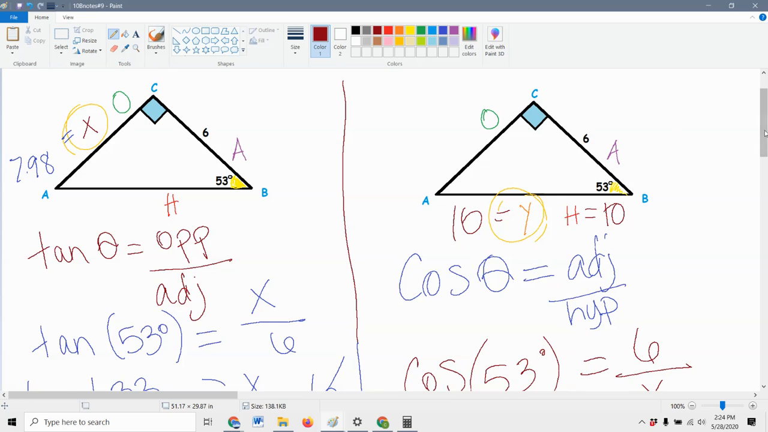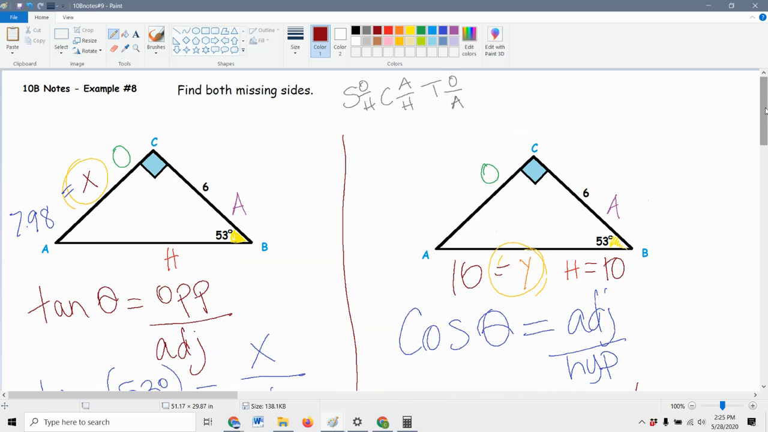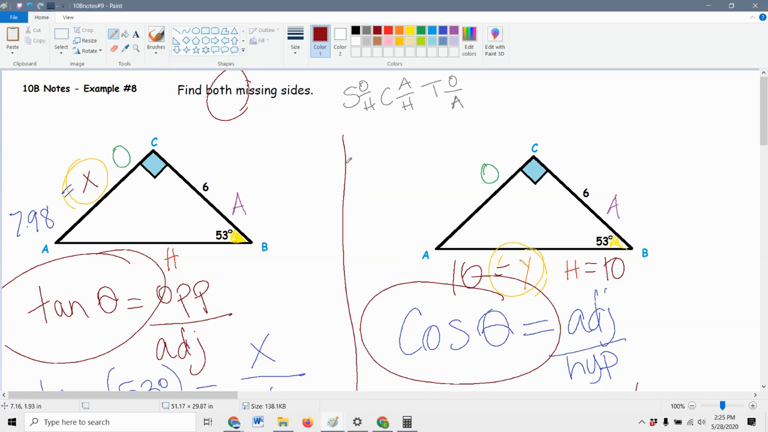So that's how you do these problems where you're looking for both missing sides. I think it's easier if you draw that triangle a second time and keep everything nice and separate, realizing that depending on what side you're looking for, you are going to use a different trig identity.